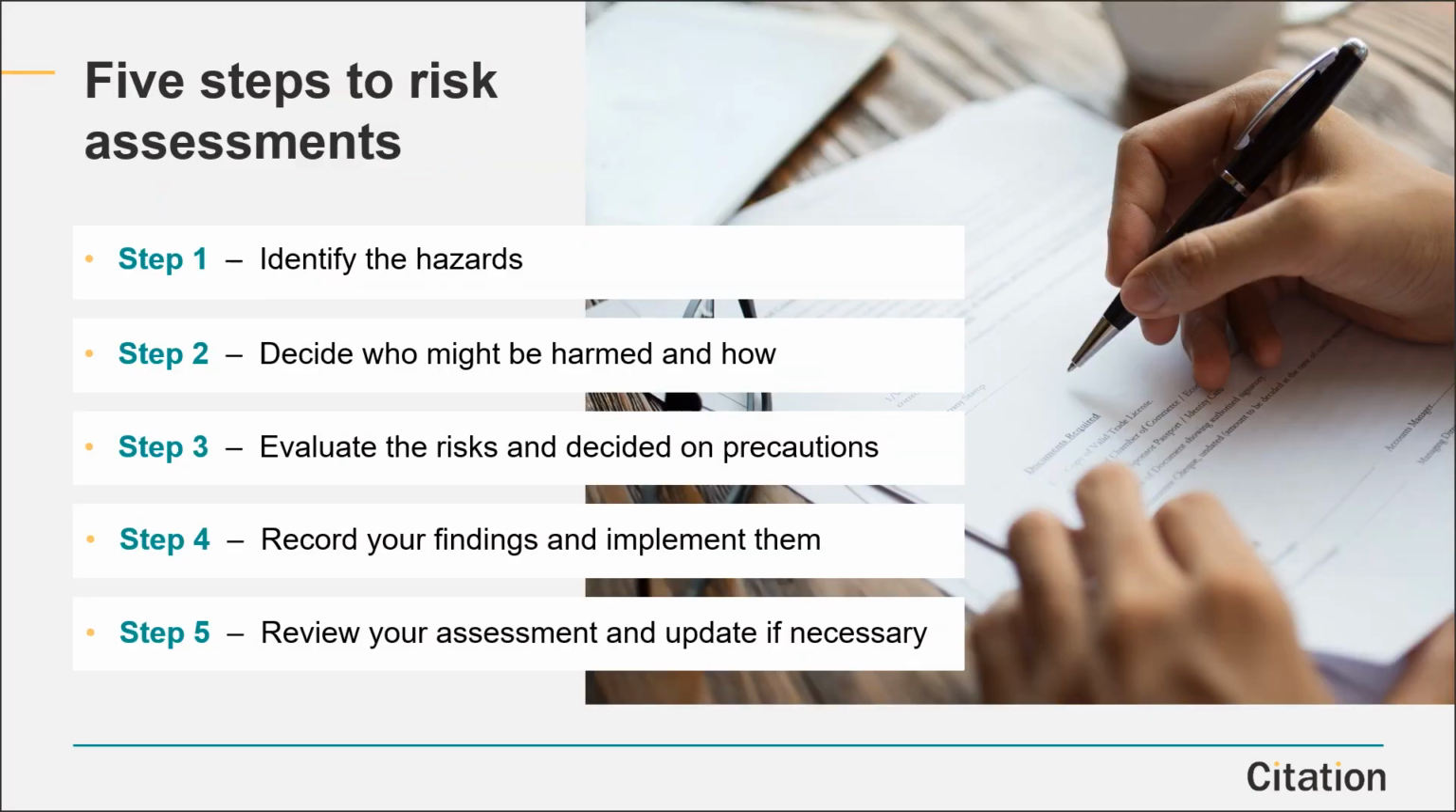We now move on to the 5 steps to risk assessment. In this process, you first of all, in step 1, identify the hazards. Once you've identified the hazards, decide who might be harmed and how. That's step 2. In step 3, evaluate the risks, and once determined, decide on what precautions should be in place and ensure that they're followed. Step 4, record your findings and implement them. And in step 5, review your assessment and update as and when necessary. I'm now going to walk through each of these individual steps.